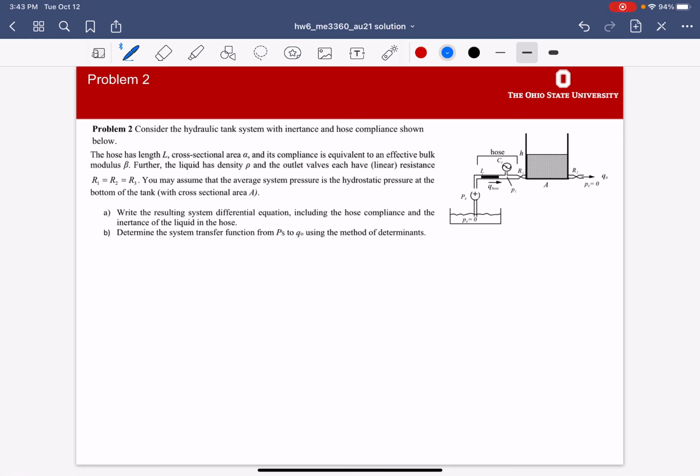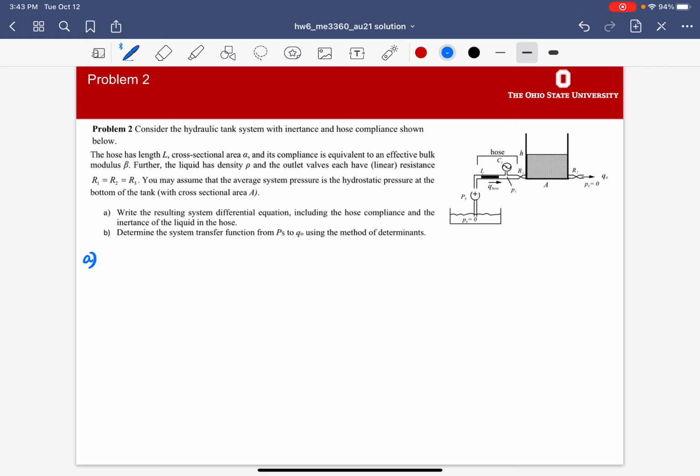Alright, so let's solve problem 2 for homework 6 now. Let's start off with part A. Here, first we need to set up a set of differential equations for our entire system. So let's start off by segmenting our equations into three different sections, and let's go over each section one by one.